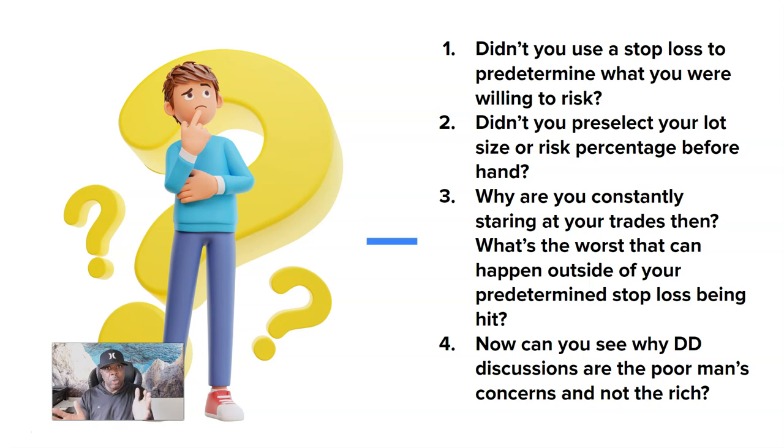Number 2, didn't you pre-select your lot size or risk percentage beforehand? So in other words, didn't you know, hey, I'm willing to risk this percentage of my account. So if the trade doesn't work out, I've got a stop loss and this is the risk amount. What's the problem then? Number 3, why are you constantly staring at your trades then? If you've already put a stop loss in place with a pre-selected amount that you know, if the trade goes against me, this is all that I'm going to lose on the account, 2, 3%, maybe 4%, whatever it is, small amount, it's no big deal.